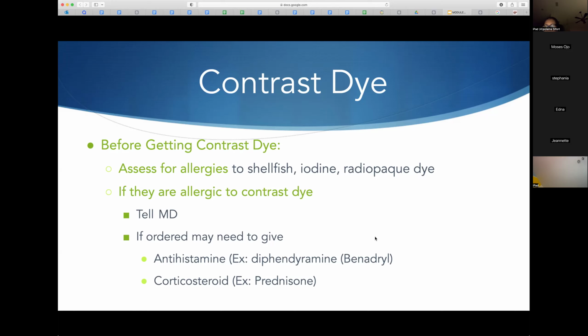Especially if they're pregnant, that can kill the baby. If they have chronic kidney disease or renal problems, that can cause their kidneys to fail.